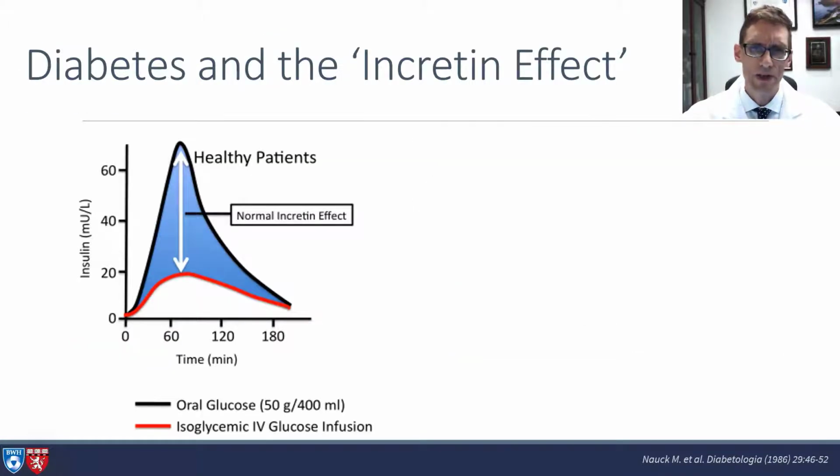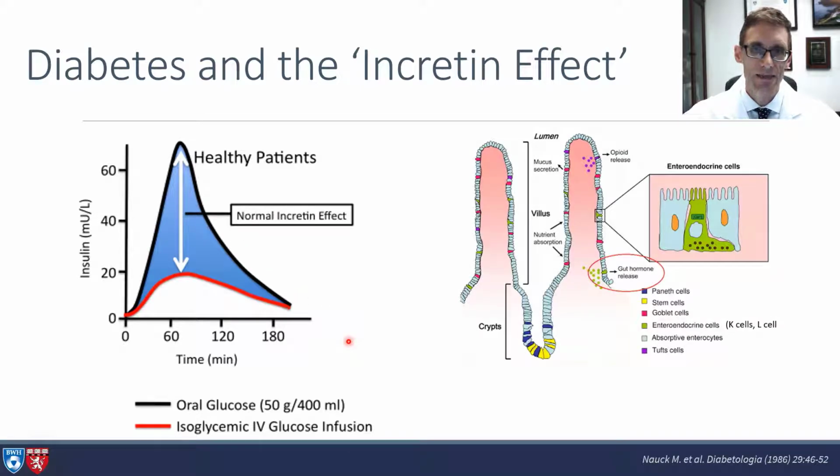To understand how these procedures work, it's helpful to understand the incretin effect. Here you can see on the y-axis we have insulin production, and on the x-axis we have time. And the line in red here is the amount of insulin production you get when glucose is given intravenously. When you give that same amount of glucose orally, patients produce far more insulin. And this is the incretin effect.